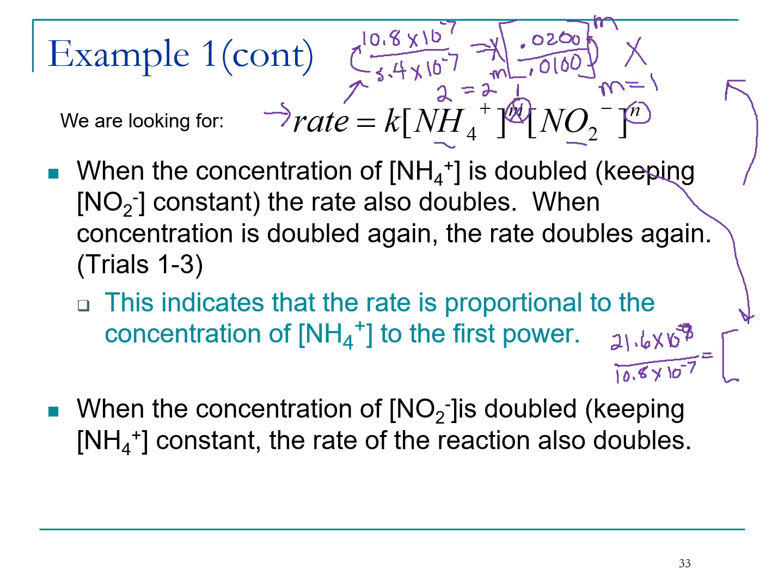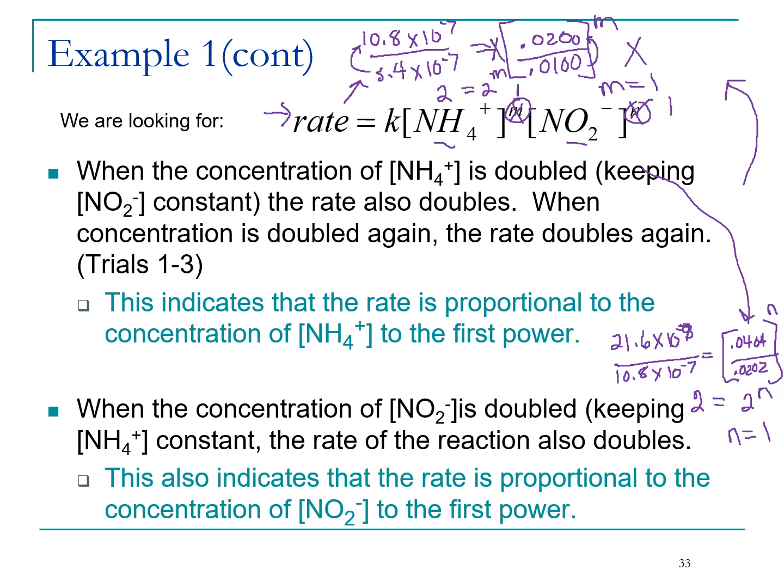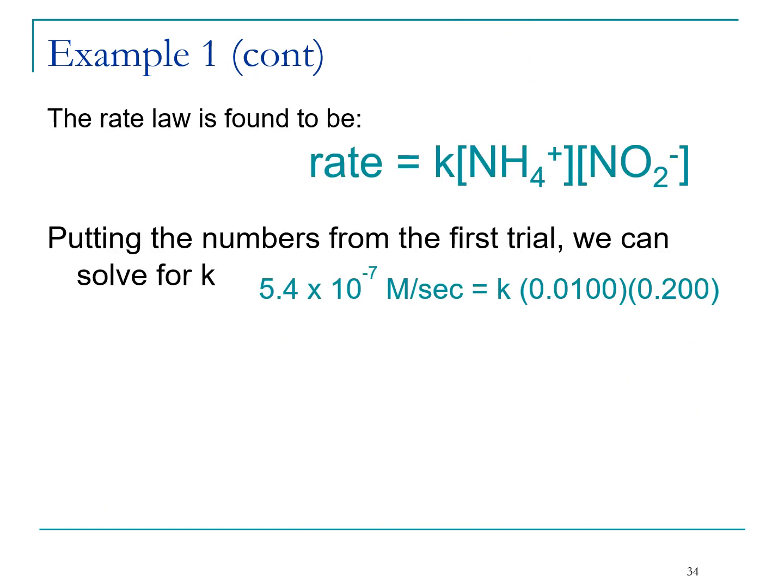And NO2 for trial 4 was 0.0404, and for trial 2 is 0.0202. And this is raised to the n power. So again, we have 2 equals 2 to the n, so n has to be 1 also. So sometimes they're different, sometimes they're the same. So it turns out that this reaction is first order with respect to NH4, first order with respect to NO2, and then second order overall because you add them together. So that's our rate law.